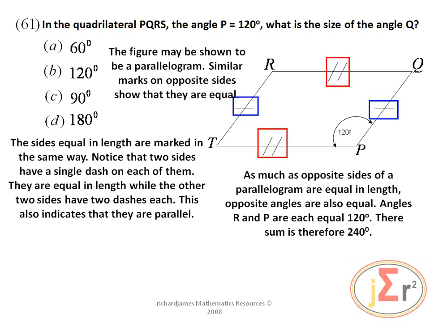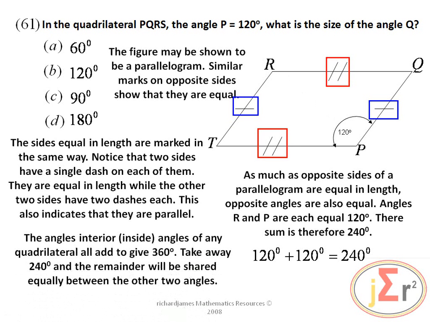Angles R and P are equal. Each is equal to 120 degrees. Their sum is therefore 240 degrees. So these are the two angles that are opposite to each other, and we are going to add them. This one is 120 degrees, this is 120 degrees, because opposite angles of a parallelogram are equal.